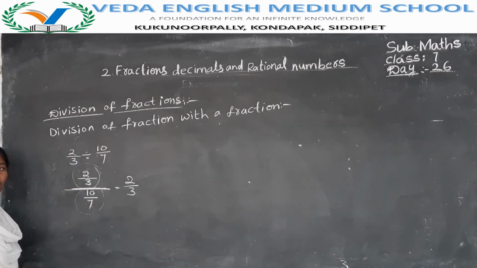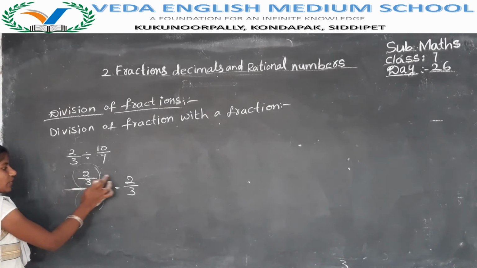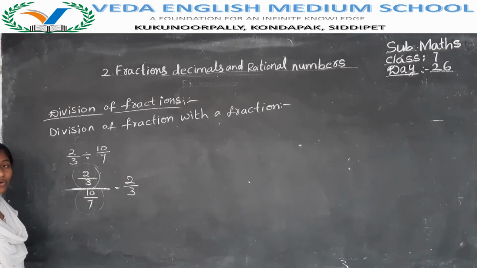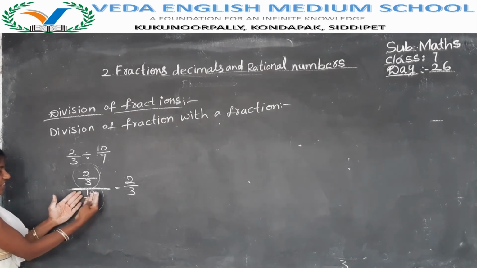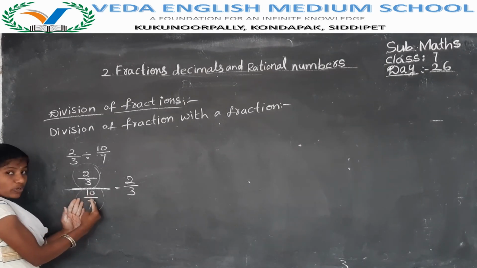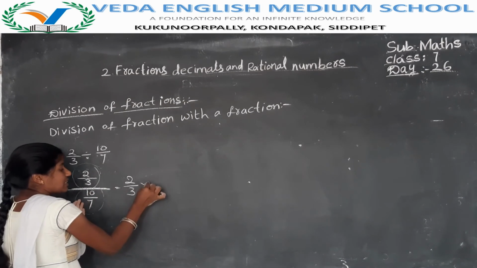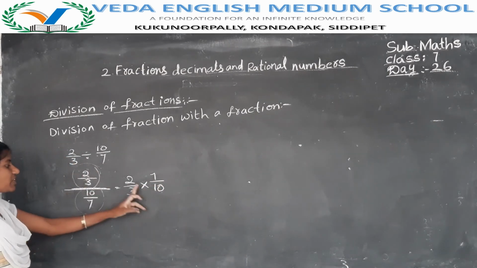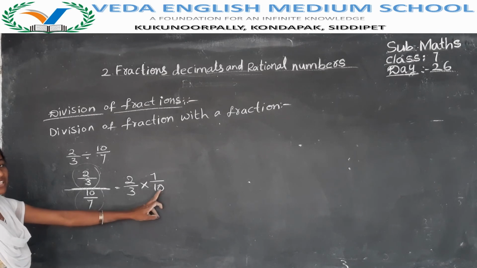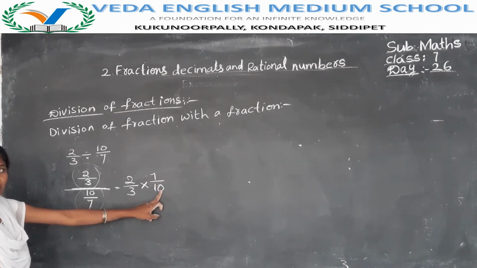Then while you are doing division, the first fraction you have to write as it is. For the second fraction you have to write the reciprocal. Reciprocal means you have to write the second fraction in reverse. Here the second fraction is 10 by 7. The reciprocal form of 10 by 7 is 7 by 10. Symbol will change and the fraction will change. Only the second fraction changes.